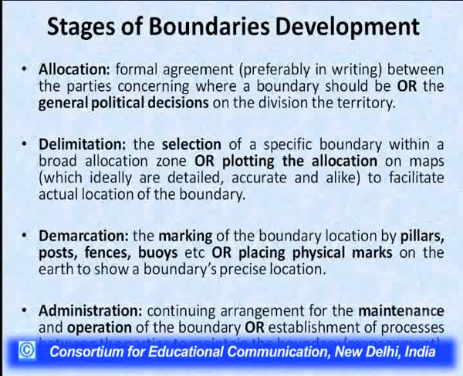And the third one is demarcation. Demarcation means when we mark the particular line or zone, and we set up certain kinds of identification marks. It may be posts, fences, walls, and different kinds of other physical marks that show this is the demarcated boundary. And the last one is administration or management of a boundary, when we maintain and characterize those boundaries by different kinds of operations.